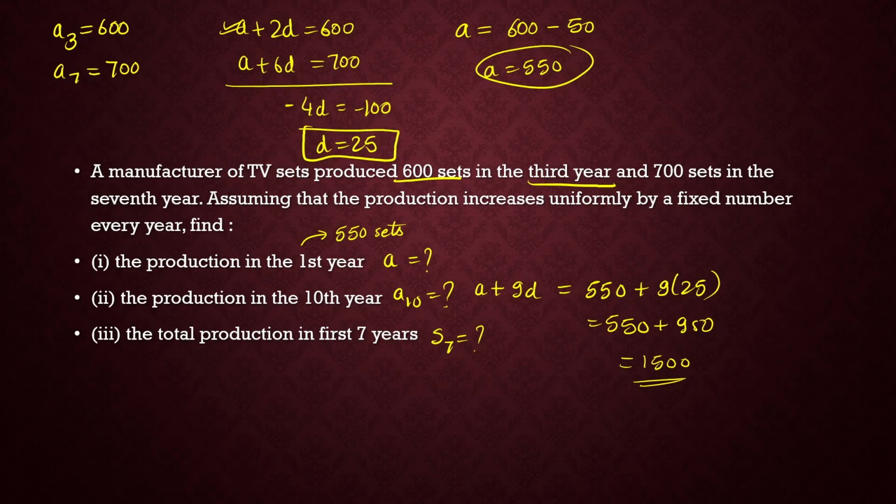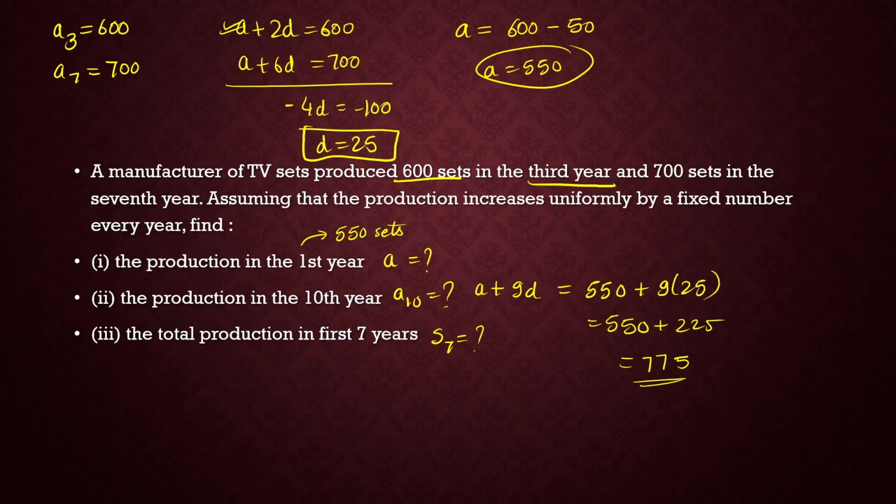I guess I made a mistake. 9 into 25 is not 950, sorry. 9 into 25 is 225, right? Then it becomes 775, yes. So totally 775 television sets were produced in the 10th year.